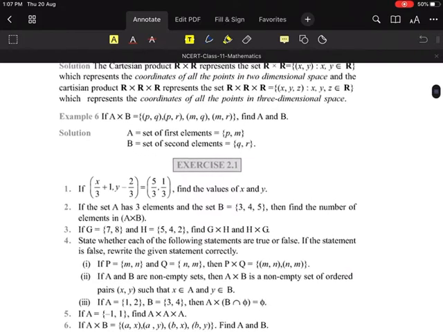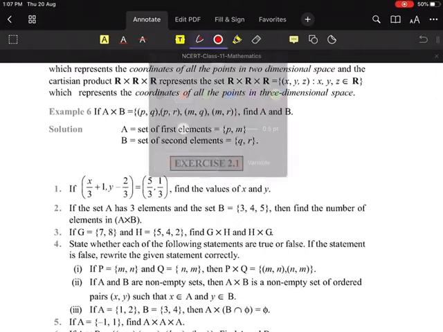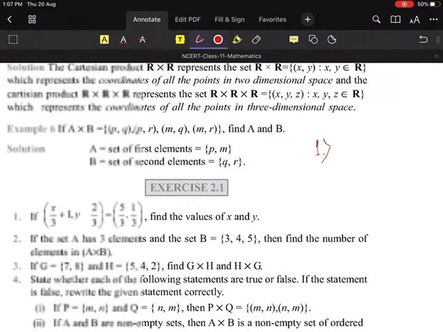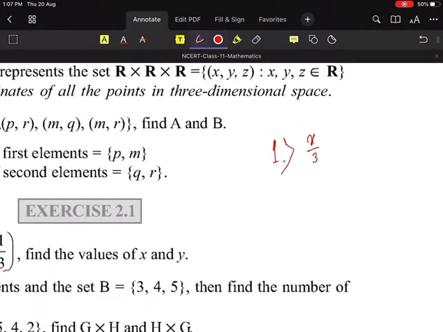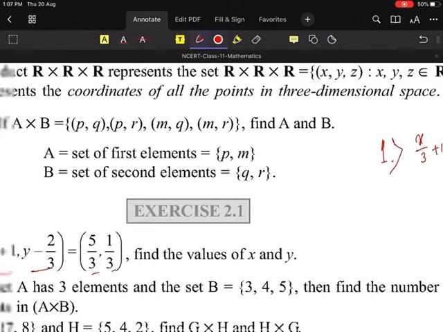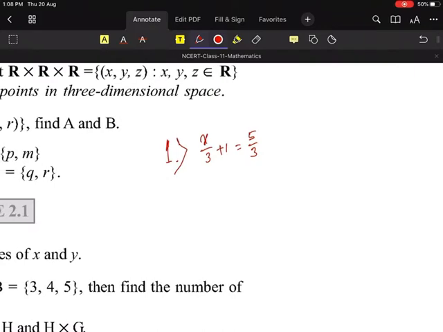In our concept portion, we learned that two ordered pairs are equal when their corresponding elements are equal. So if I write question number 1, this element must be equal to this one and this element must be equal to this one. So x/3 + 1 should be equal to 5/3, and in the same way, y − 2/3 must be equal to 1/3. Okay, so we got this.